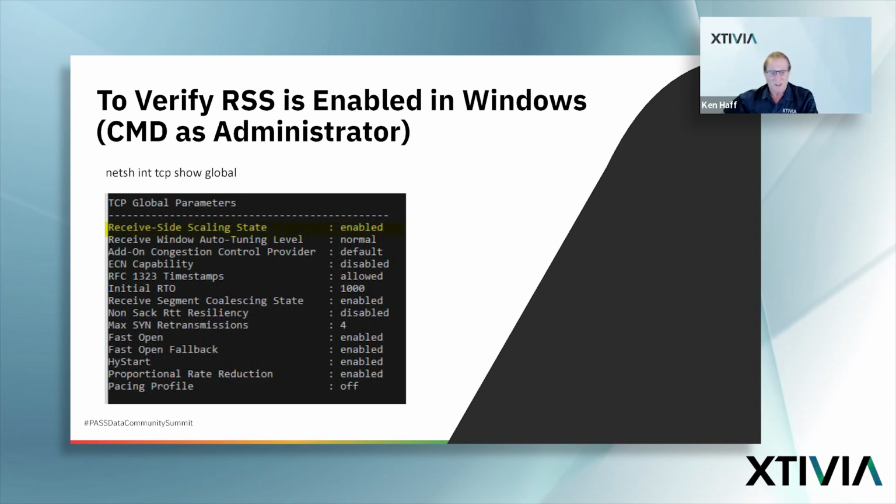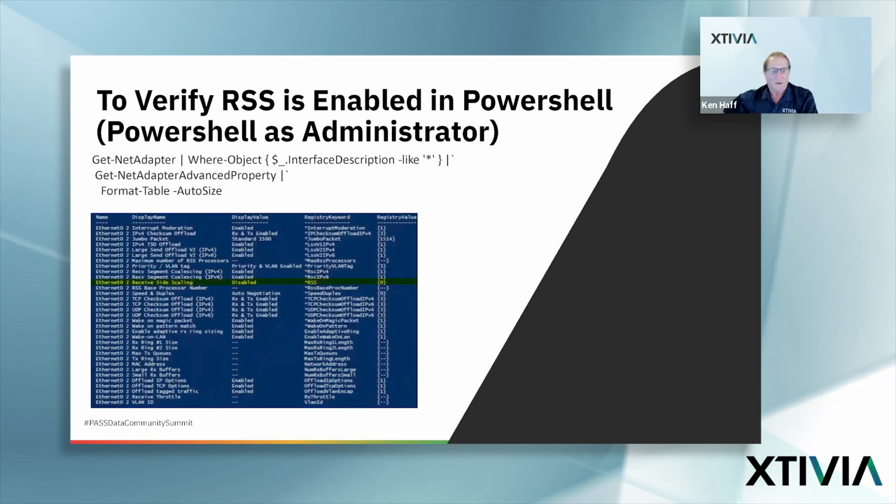Windows has a global setting. You want to make sure it's enabled in Windows. Most of the time it is, but it's netsh int tcp show global. You should just enable it in Windows. You saw the receive side scaling.